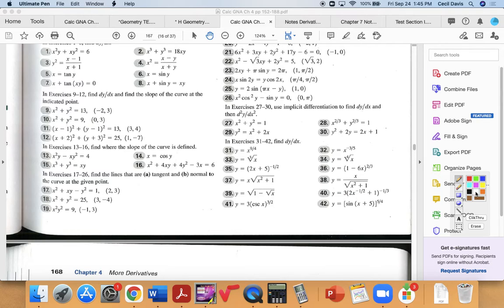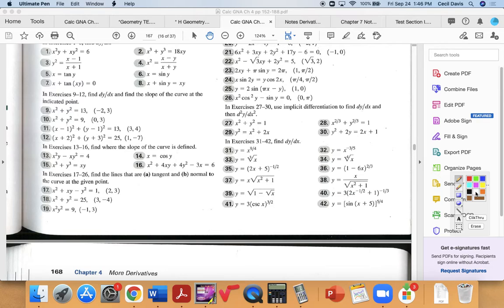Number 18, a, y equals 3/4 x minus 6 1/4, and b is y equals negative 4/3 x. 22, y equals 2 for part A, and for part B, x equals the square root of 3. 26a, y equals pi, and b, x equals 0. 30 dy dx is 1 over y plus 1, and d squared y dx squared is negative 1 over quantity y plus 1 cubed.